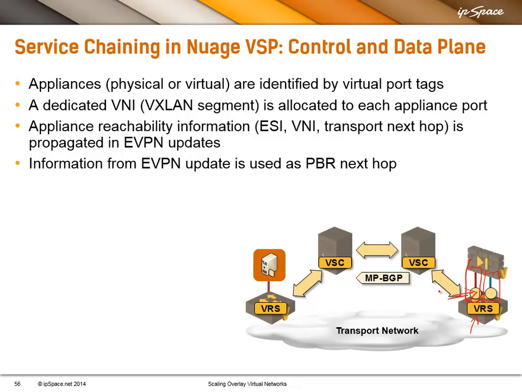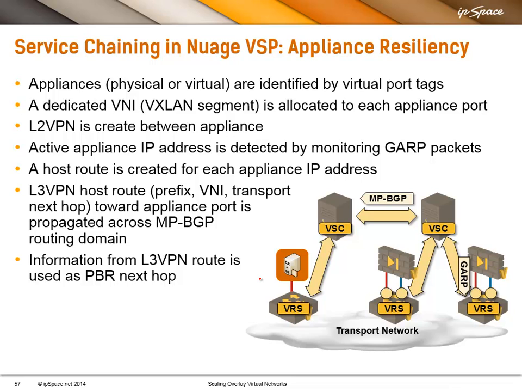And now we have a regular EVPN update, fully qualified with transport next hop, VNI, and so on. And we can now use this information as the PBR next hop, which means that in here we just install the information saying, well, if this and this and this and this matches, send this packet to that particular next hop. If this is a virtual appliance and you move it to a different hypervisor, the EVPN update would change and the next hops here would be automatically updated.